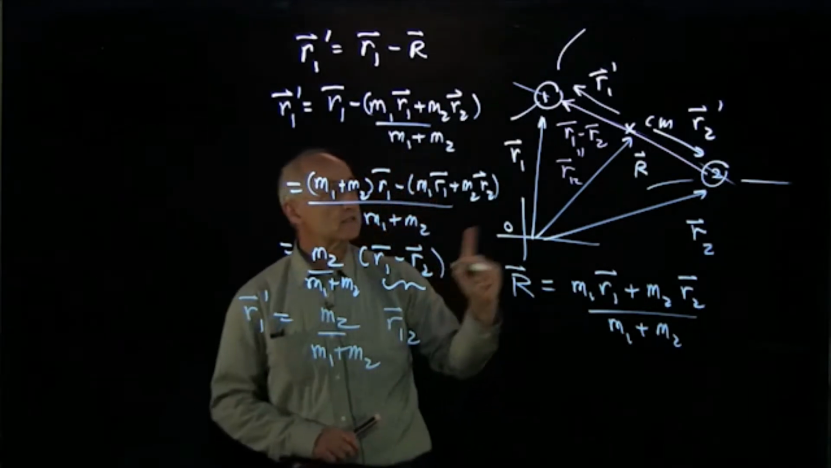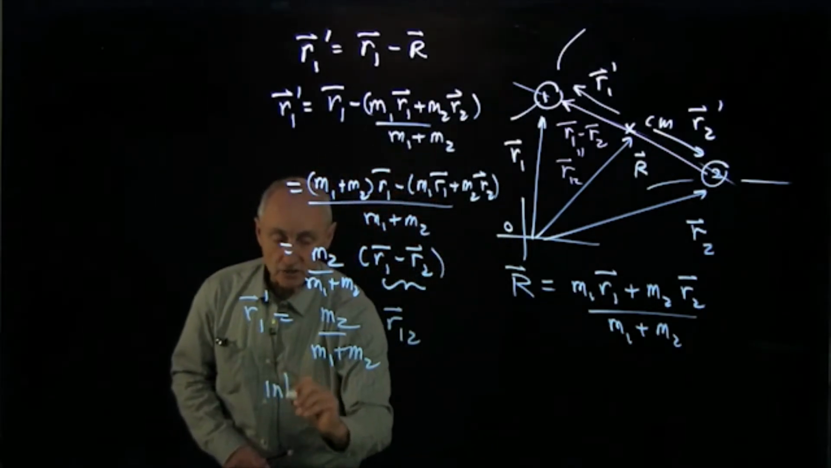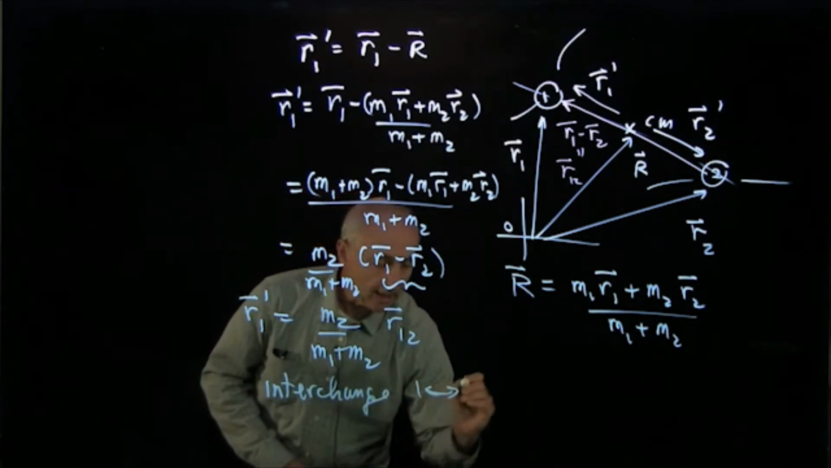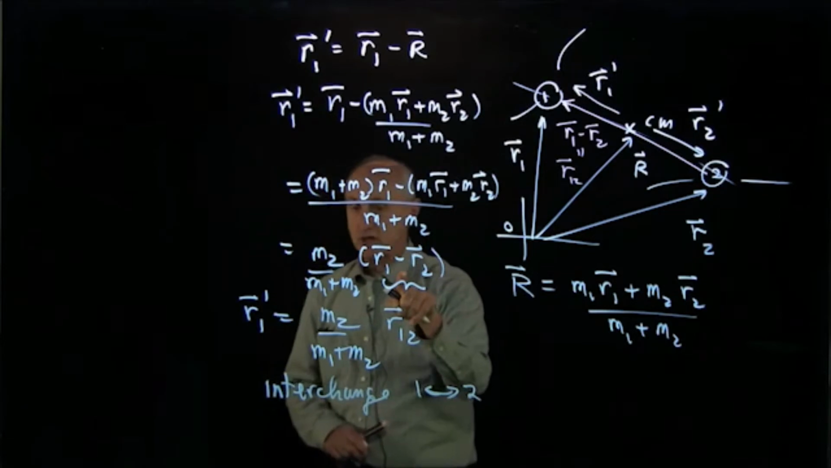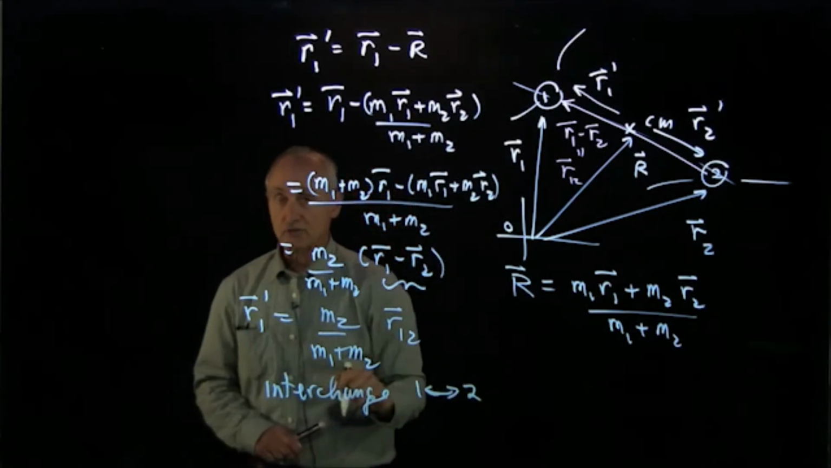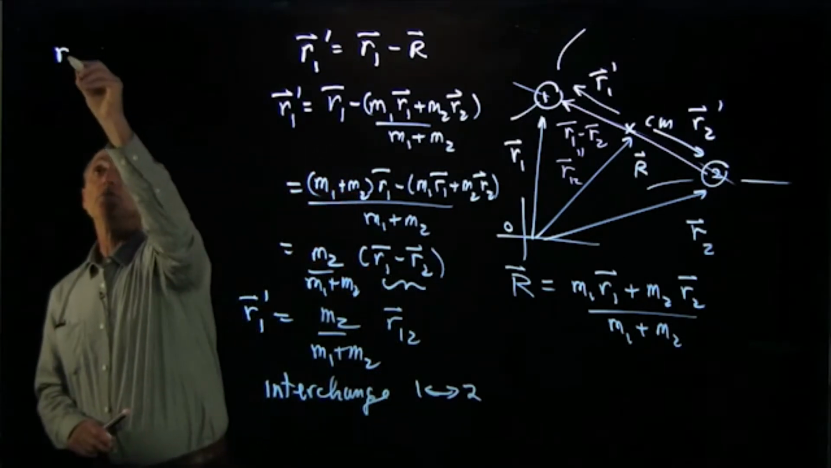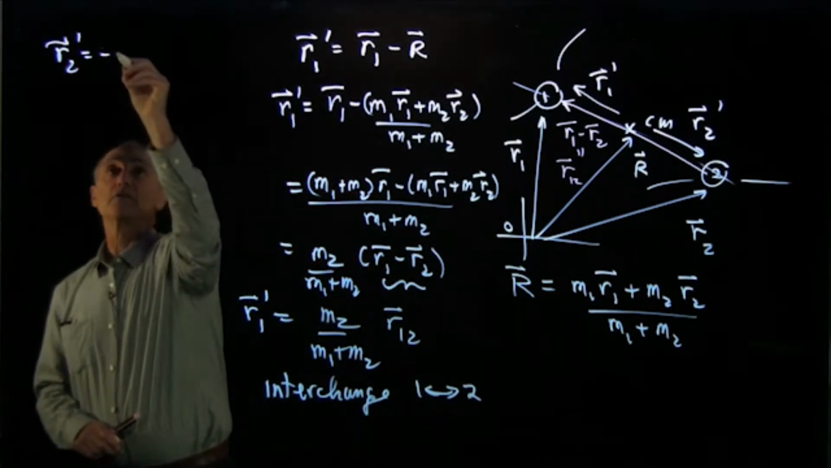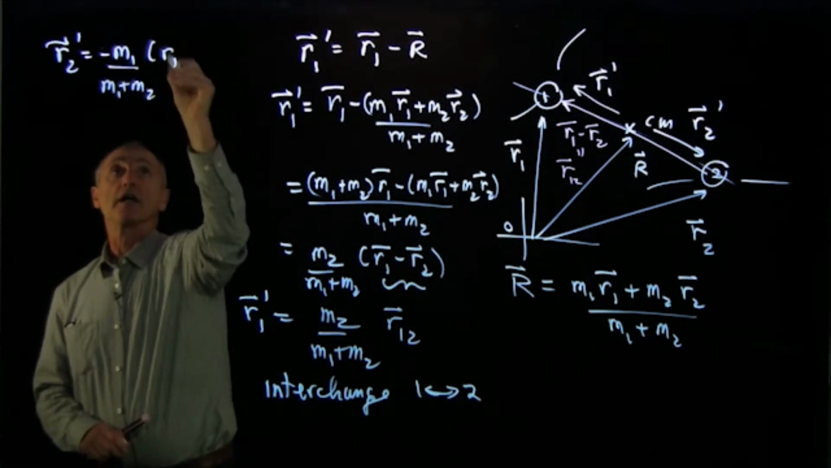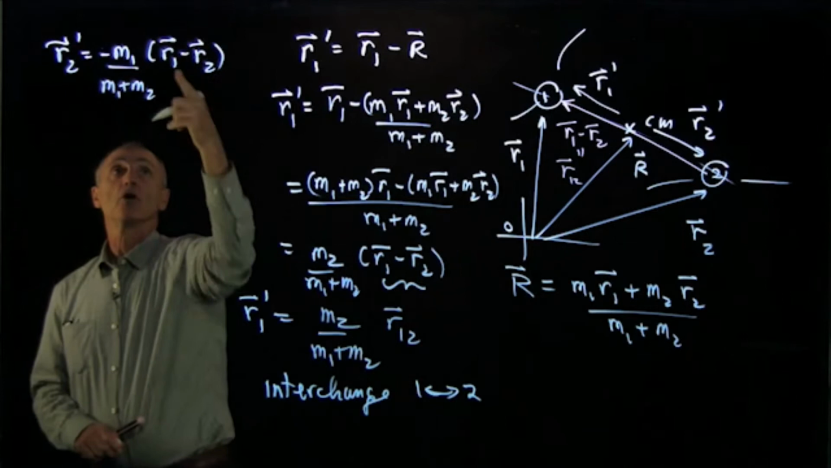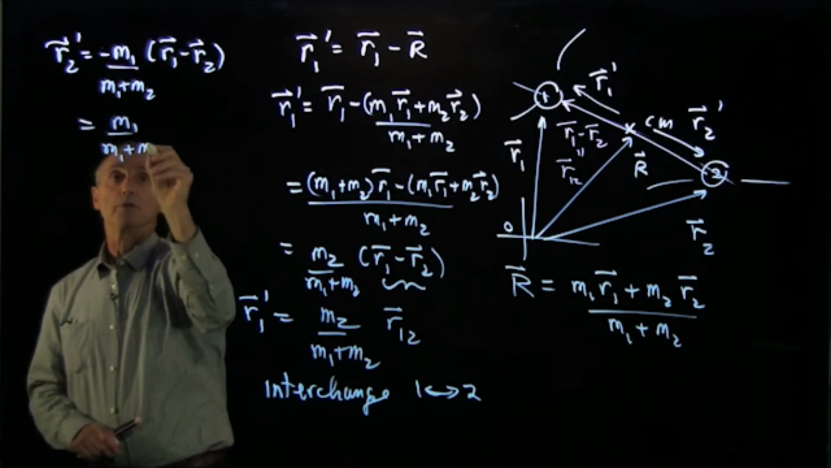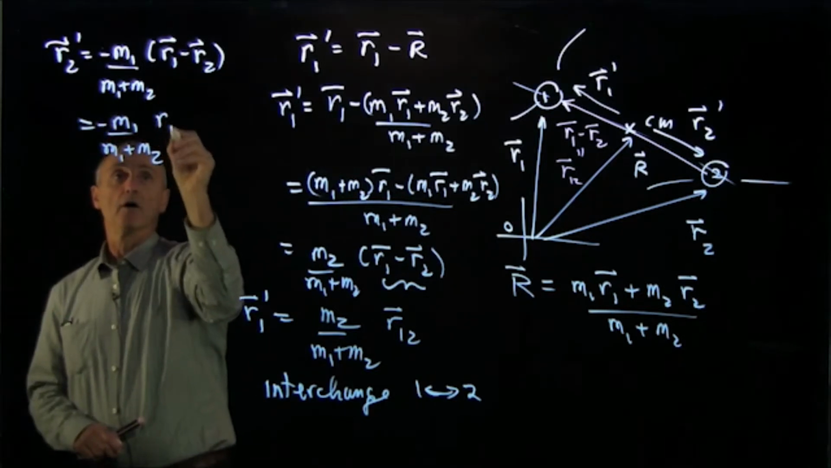Now, you can easily see that if you interchange the indices 1 and 2, the only thing that changes here is a sign. And if we interchange 1 and 2, and this is an exercise that you can do, then R2 prime is minus m1, I'm interchanging the indices. The minus sign came from the interchange of 1 and 2. And so we get m1 over m1 plus m2 with the minus sign times R12.